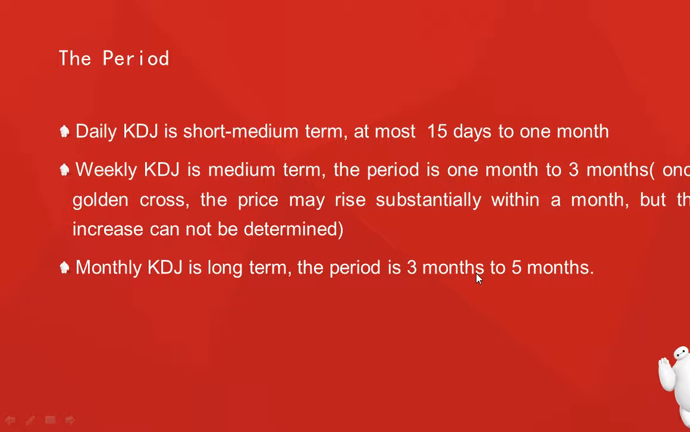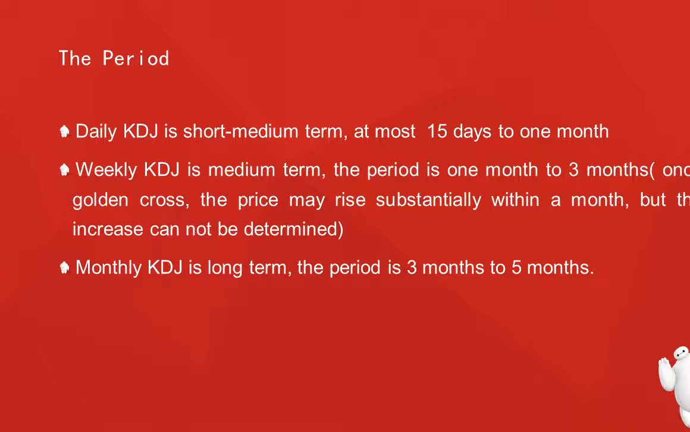The next one, the period. Daily KDJ is short-term, at most 15 days to 1 month, okay? So weekly KDJ is medium-term. The period is 1 month to 3 months. Once golden cross, the price may rise substantially within a month, but the increase cannot be determined, okay? So the monthly KDJ is long-term. The period is 3 months to 5 months, okay?